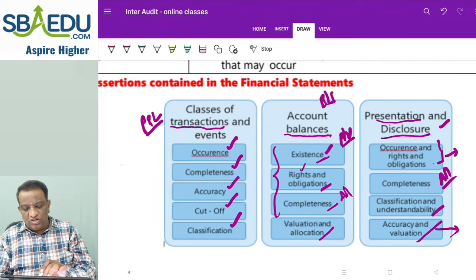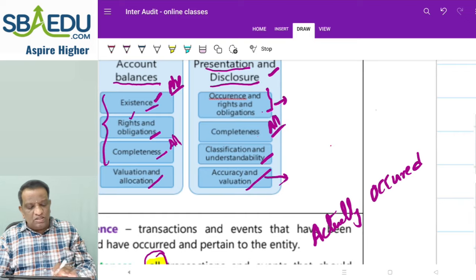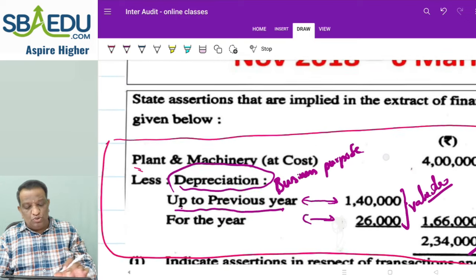Occurrence, yes, the transactions have really occurred. Completeness, all transactions have been recorded. Accuracy, the data is accurate. Cutoff, the financial year ending, and then classification to the proper heads of account based on the description. So all these angles are what you are supposed to write.